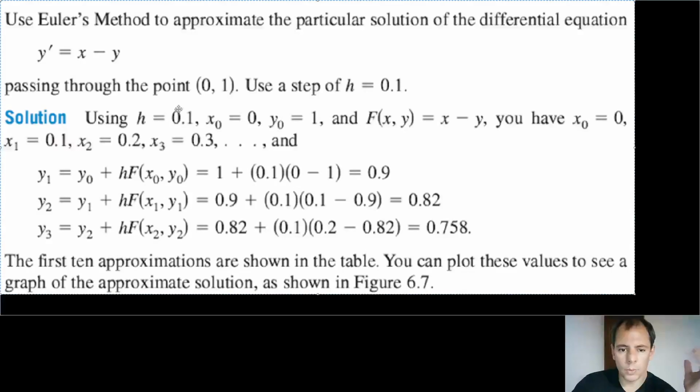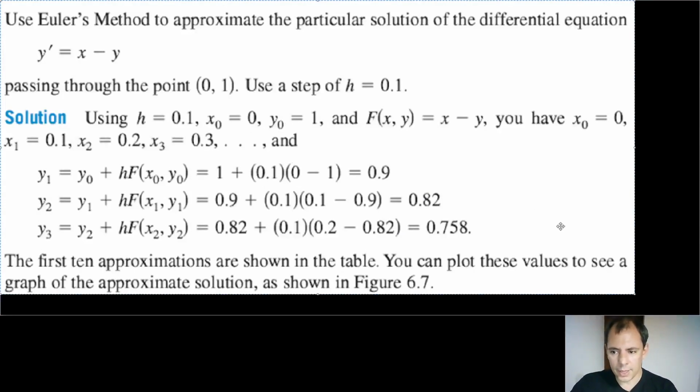And now you have the y1 and the x1. What is the x1? Well, it's 0 plus the step. So it's 0.1. Okay. So you can see that this is always going to be the x1 minus x0, x2 minus x1, x3 minus x2. So you see 0, 0.1, 0.2. And now you find the y1. So the y1 is going to be over here to find y2. And the y2, which is 0.82, is going to be used over here to find y3, and you keep going.